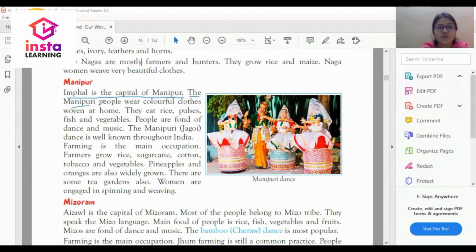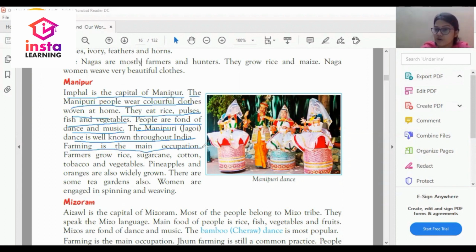The Manipuri people wear colorful clothes woven at home. They eat rice, pulses, fish, and vegetables. People are fond of dance and music. The Manipuri dance is well known throughout India. This is again a very important point: Manipuri dance is famous all over India.